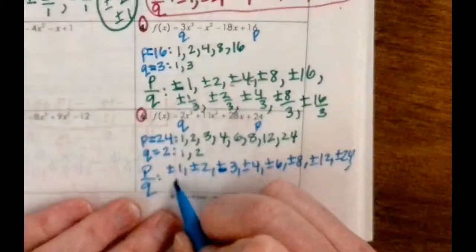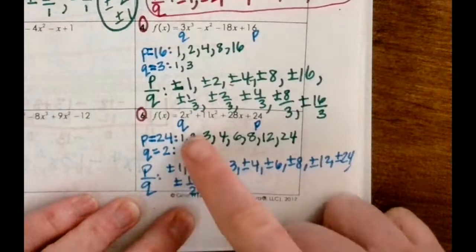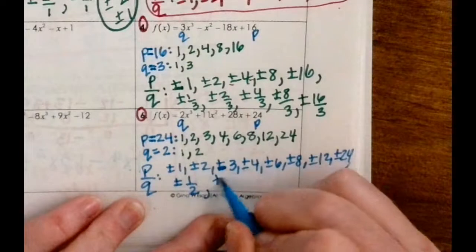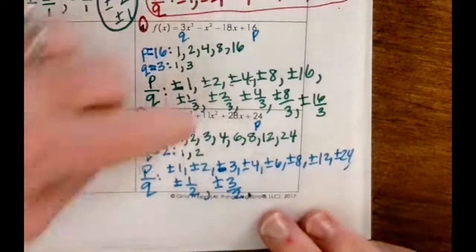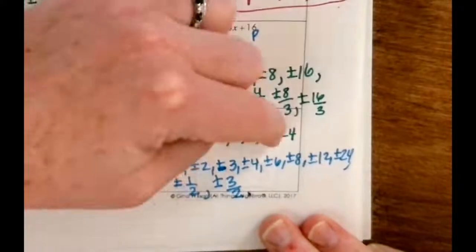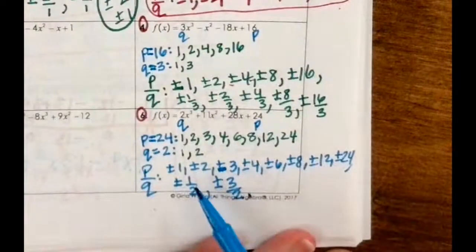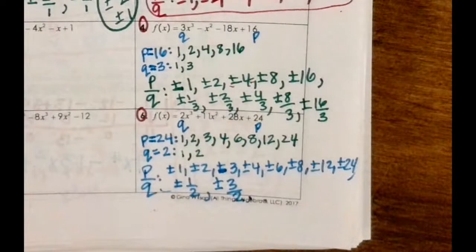Okay, so that would be plus minus 1 over 2. P over Q, and then 2 over 2, like I said, I already have it. 3 over 2, gotta add that. Okay, and then if I wrote plus minus 4 over 2, I'd have 2, I already have it. These are all even, so I actually already have all of them. Okay, so that means these are all my possible rational zeros.